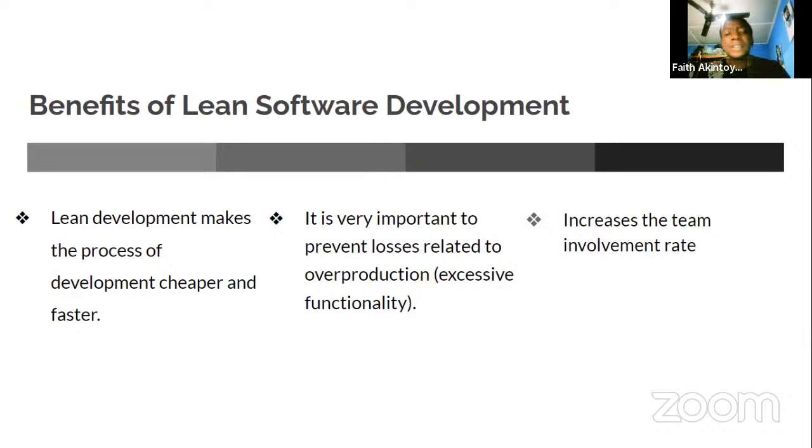Then also it is very important to prevent losses related to overproduction. Maybe you spend so much on a feature that is not so important to the overall project. Like for example, maybe there's a particular software you want to build, and there's a feature that the customer might want, but it's really not so important, and adopting it could hurt the overall program. So Lean helps to cut out that excess and ensure that it's not there.